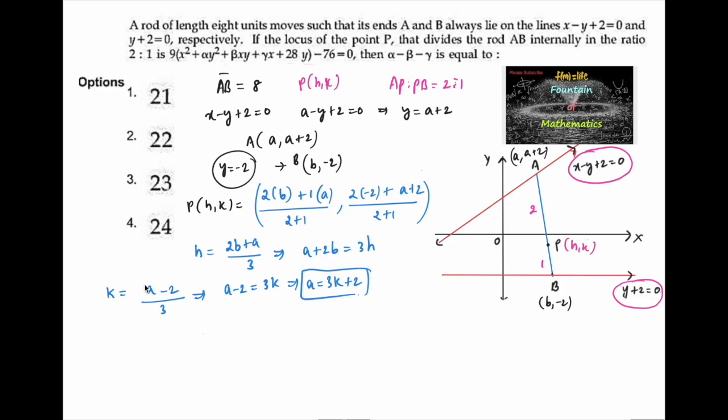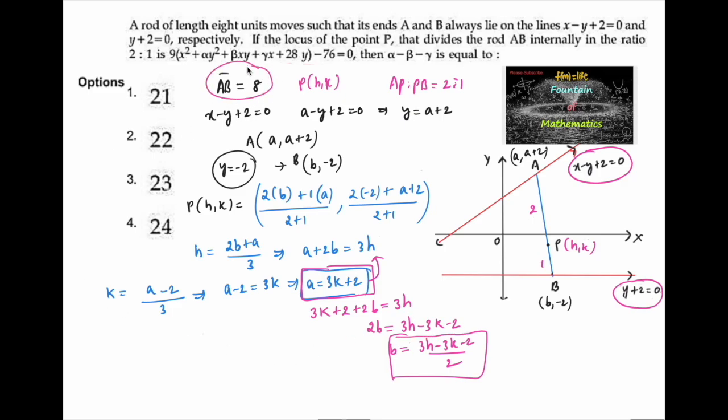Let us substitute A is equal to 3k plus 2 here. So we can write 3k plus 2 plus 2B is equal to 3h. So that 2B is equal to 3h minus 3k minus 2, or B is equal to 3h minus 3k minus 2 divided by 2. So we got A value, B value in terms of h and k. And since the rod length AB is 8 units, so the rod AB is equal to 8 units.